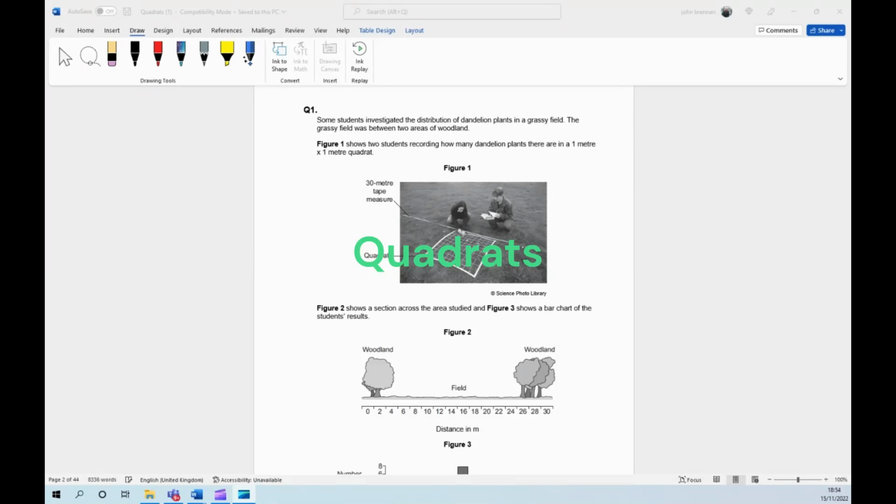Okay, we're going to have a look at some questions here about quadrats. Quadrats are a piece of equipment that we will use to help us estimate the population of organisms in a natural environment, usually something like a woodland or a beach or a pond. The organisms we're usually looking at are stationary organisms. Sometimes you can have animals, but generally it's talking about plants. Okay, so let's have a look at the first.